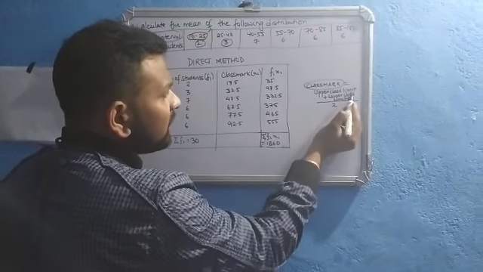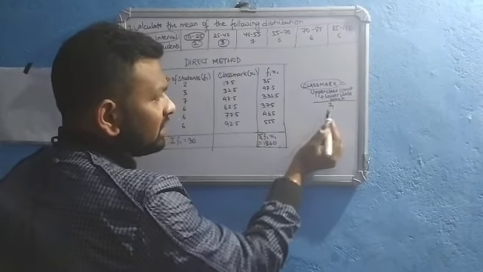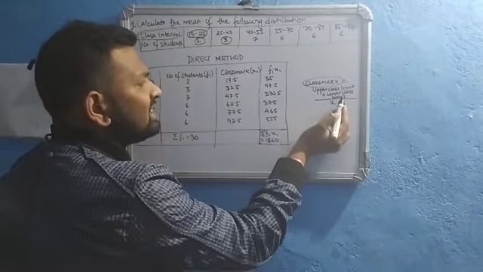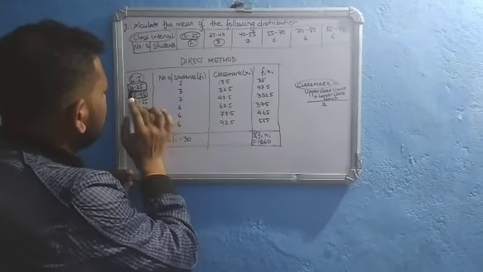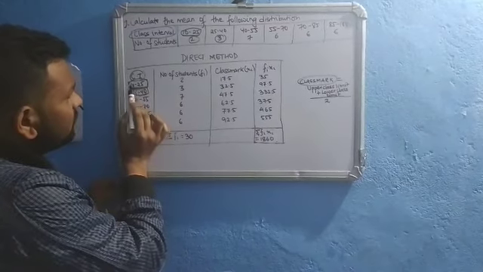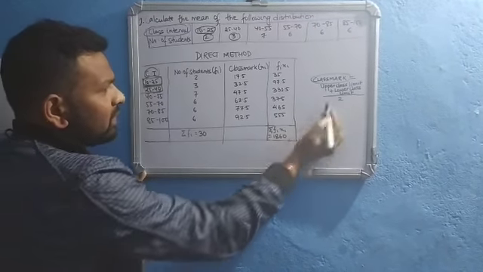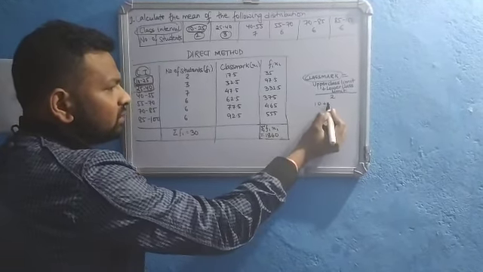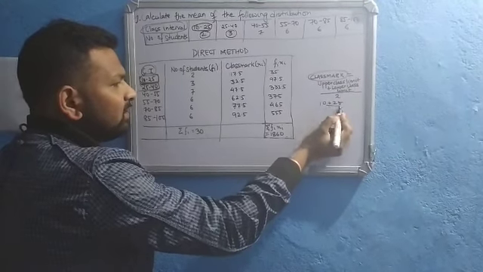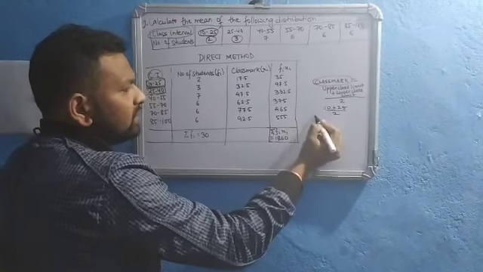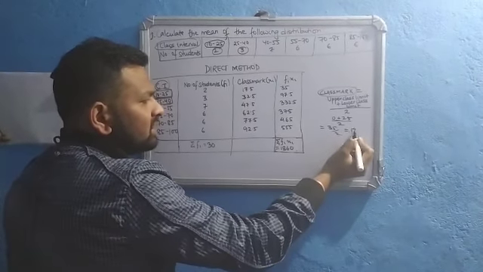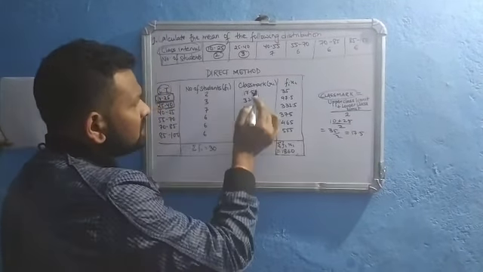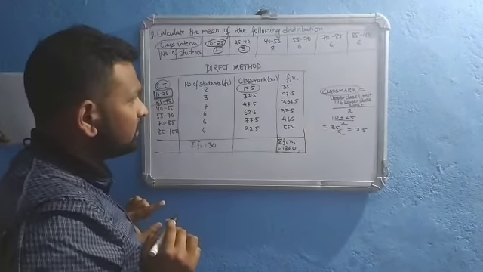Class mark is equal to upper class limit plus lower class limit divided by 2, or you can say lower class limit plus upper class limit divided by 2. It doesn't matter, it's the same. So for the first class interval, 10, 25, you add 10 plus 25 divided by 2. This gives you 35 by 2, and 35 by 2 is 17.5. So 17.5 is the class mark.